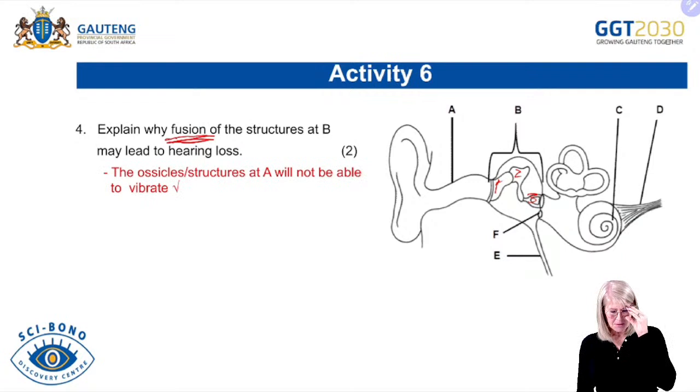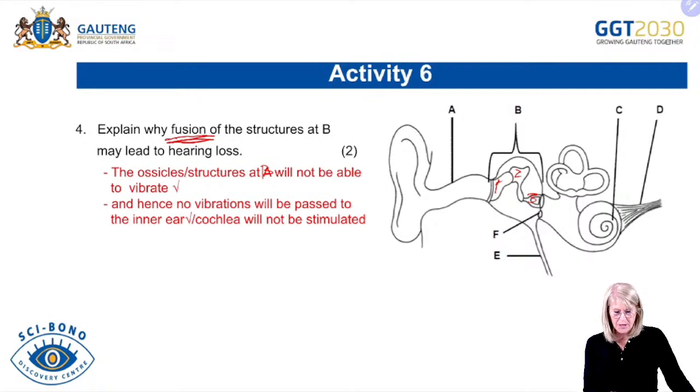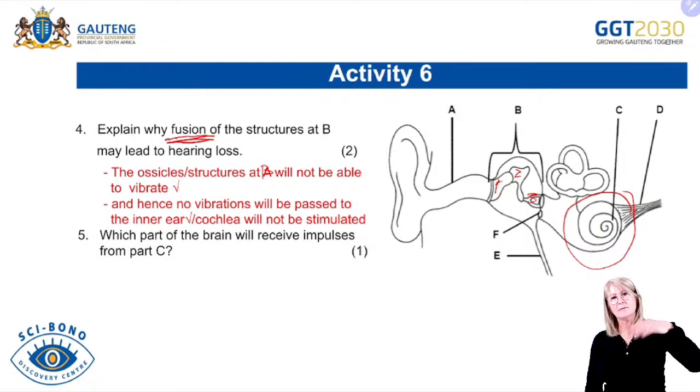Right, so the ossicles, or the structures at B, will not be able to vibrate and therefore the vibrations will not be passed to the inner ear. Okay, so we get no transmission of the vibrations into our inner ear. And if that doesn't happen, then the cochlea is not going to be stimulated and there won't be an impulse, and so they will not be hearing.